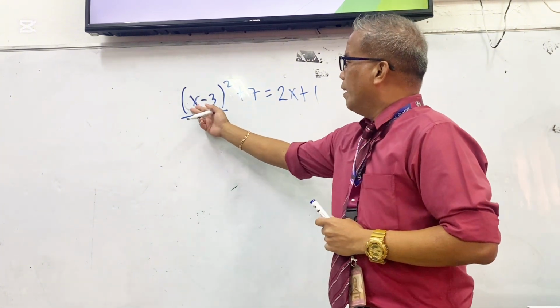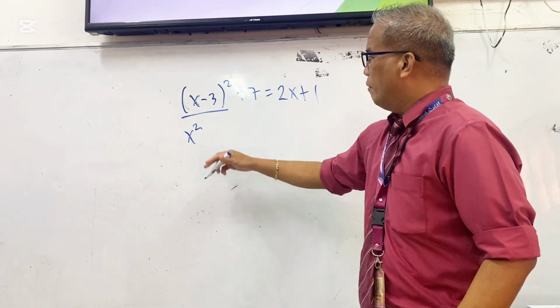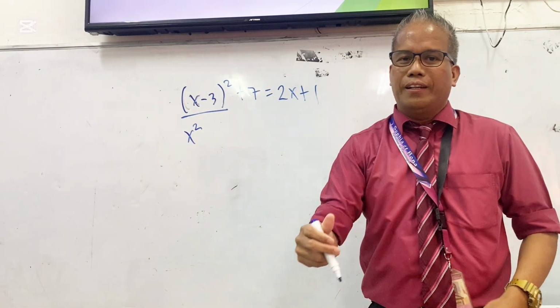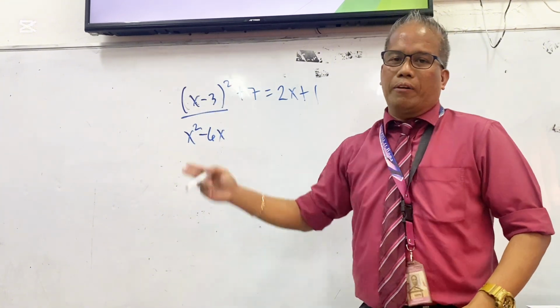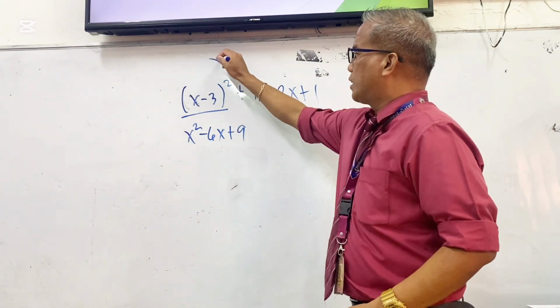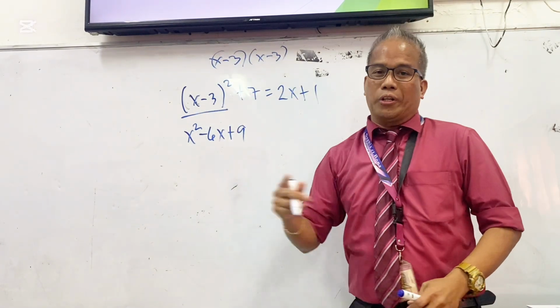First term raised to the second will be x squared. Then multiply x times negative 3 times 2, so the answer is negative 6x. And the negative 3 to the power of 2 is equal to positive 9. So instead of doing (x - 3) times (x - 3), do the shortcut.